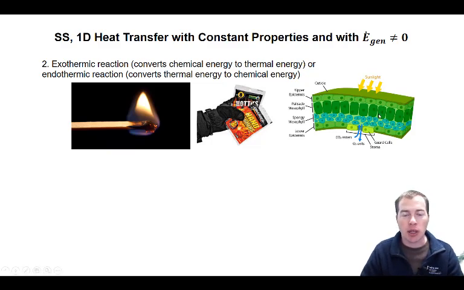Finally, as an example of an endothermic chemical reaction, we look at the photosynthesis process. This is a sketch of the cross-section of a leaf of a tree. Inside of the leaf, sunlight is absorbed and used to drive an endothermic chemical reaction that converts CO2 into a fuel that the tree can use to survive. And of course, oxygen is a byproduct of the upgrading of the CO2.